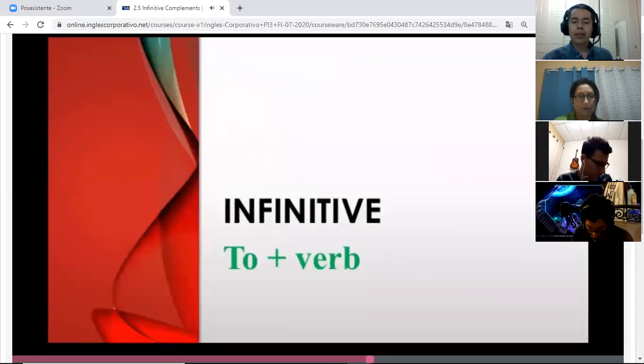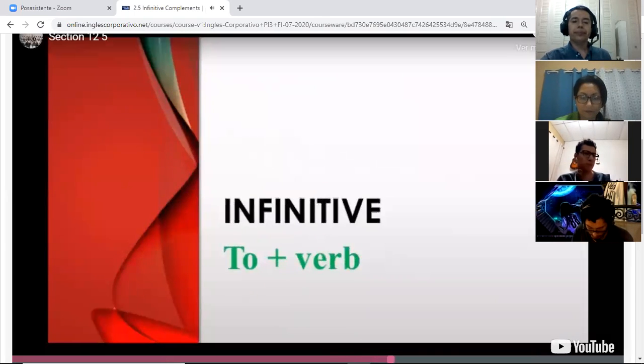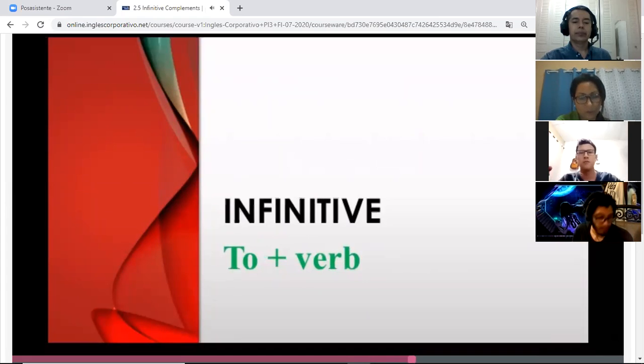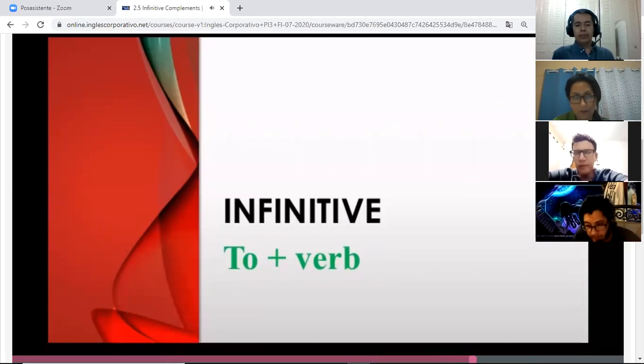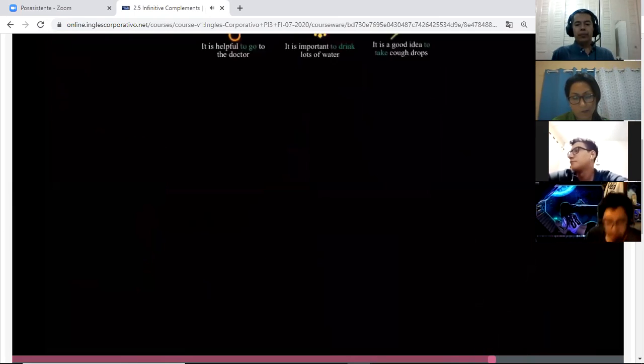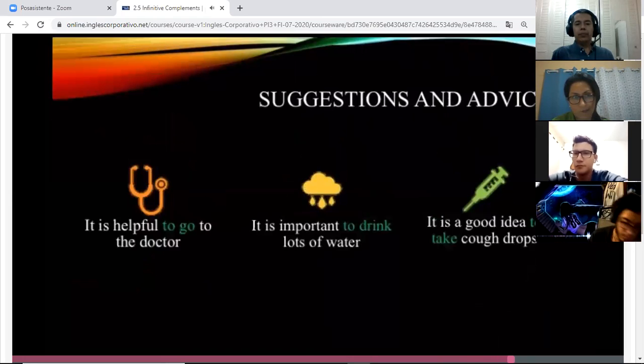Remember, when we talk about infinitives, we refer to a verb with no conjugation. So notice that we use to plus verb within our suggestions or advice. So if you want to give advice to someone, you should do it this way. It is helpful to go to the doctor. It is important to drink lots of water. It's a good idea to take cough drops.